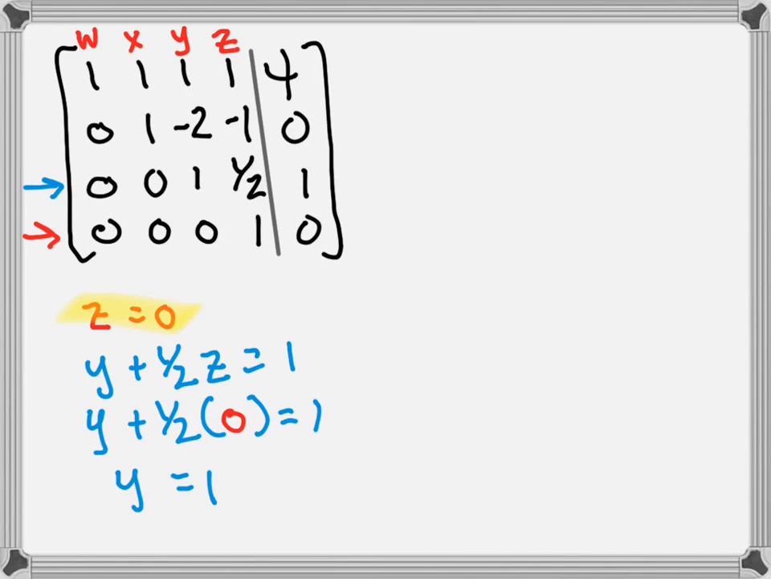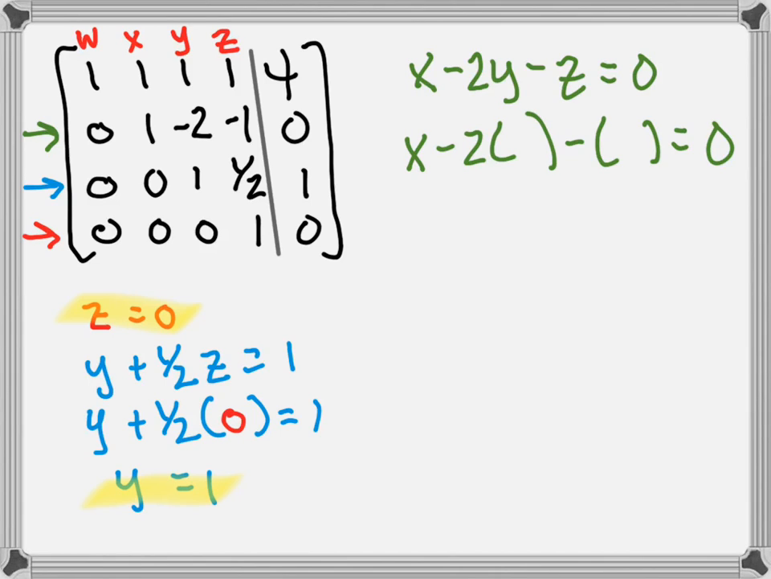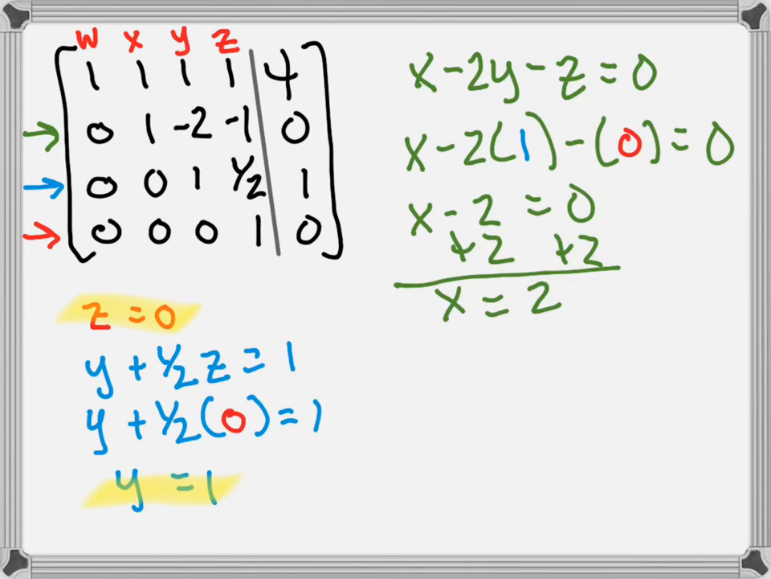So now we know that Z equals 0, Y equals 1. We're halfway to our solution. We need to find W and X. We'll work upwards to our second row, which corresponds to the equation X minus 2Y minus Z equals 0, because we have 0W in front of the X, which we don't need to write. And here we will substitute in for Y and Z. We know that Y is 1 and Z is 0. So this becomes X minus 2 equals 0, or X equals 2.